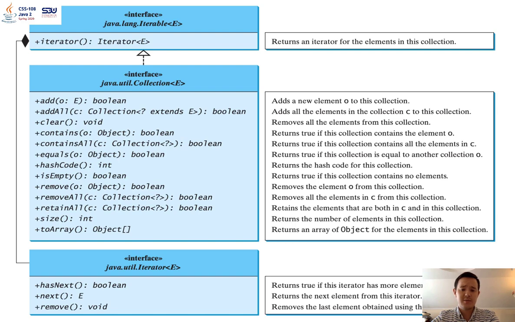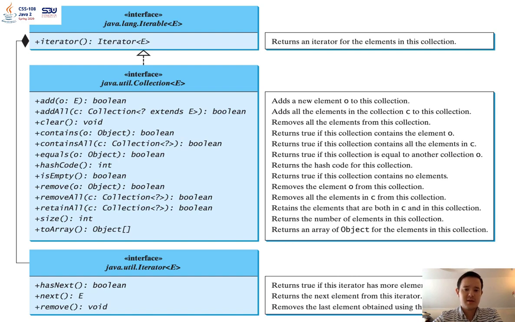We have a method called clear that removes all the elements. containsAll checks whether certain elements exist in this collection. equals checks if one collection is equal to the other. hashCode, we don't need this for now. isEmpty returns if this collection is empty. removeAll removes elements from the collection. retainAll keeps elements in this collection that are also in collection C, okay? It's like intersection. size returns the number of elements, and toArray returns the array version of this collection. Array, you know, is a fixed size container.